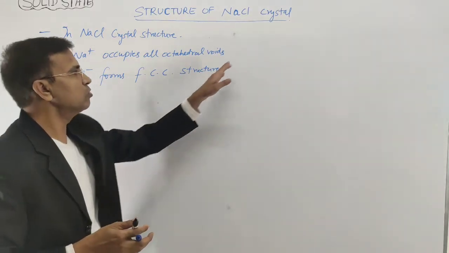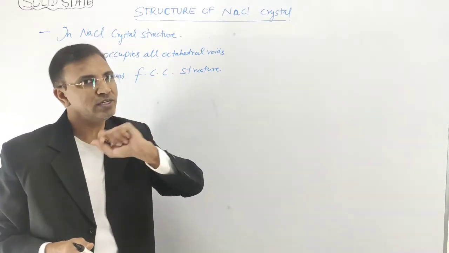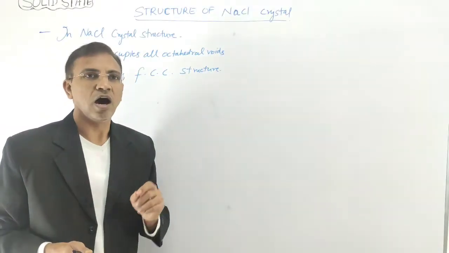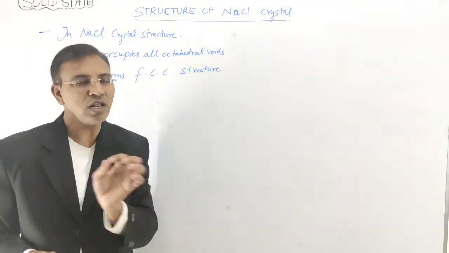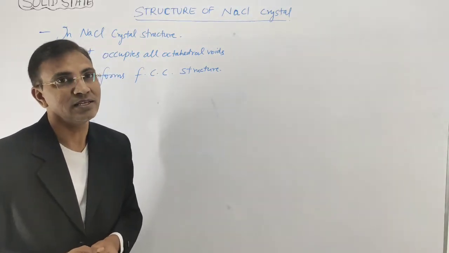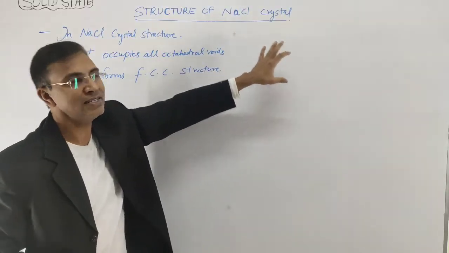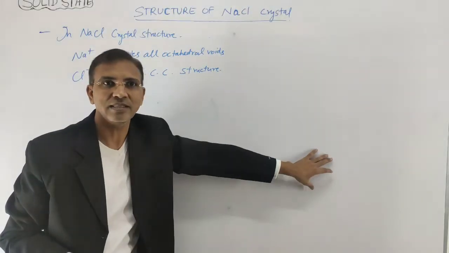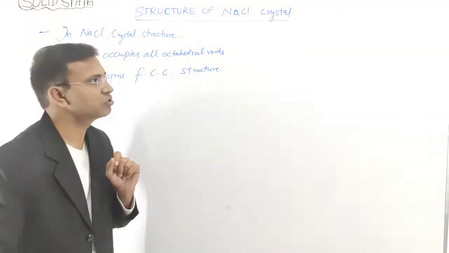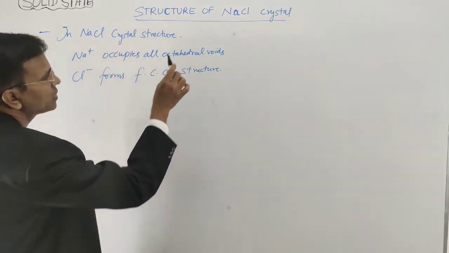So, in doing so, how many NaCl ions will there be per unit cell, and because of this, how you may calculate the formula of the NaCl ionic substance. The ionic substance formula is formed by the crystal lattice. How many cations and how many anions are there in one unit cell, from there the formula is calculated. So here, the Na positive occupies all octahedral voids.